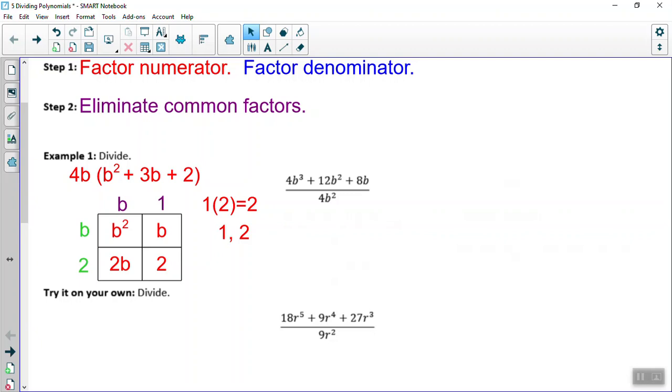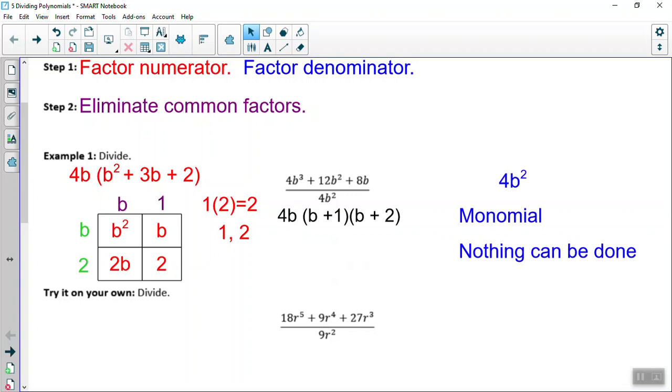Now that I've done that, I can factor out what my numerator is going to look like. I have this guy here, and then I've got my b plus 1 and my b plus 2. So I factored it out, so I have my 4b, and then b plus 1 and b plus 2. That was my greatest common factor, and then the factors that I was able to pull out of the box. Now this was factoring the numerator. Now let's take a look at the denominator, that 4b squared. My 4b squared is a monomial. That means nothing more can be done to it.